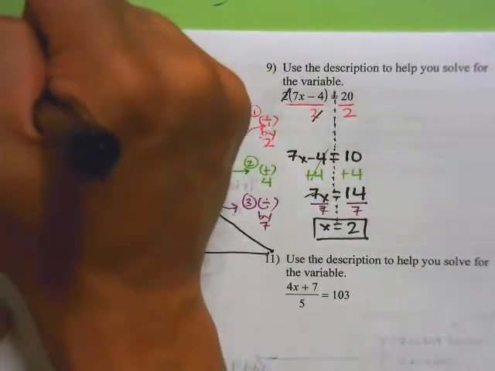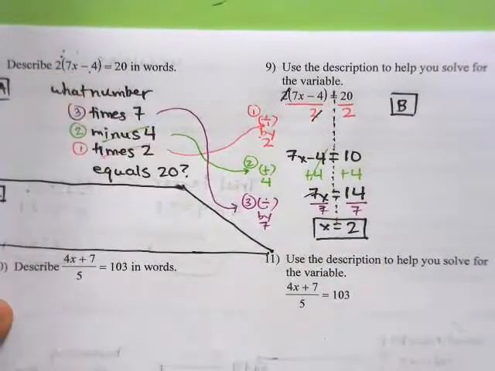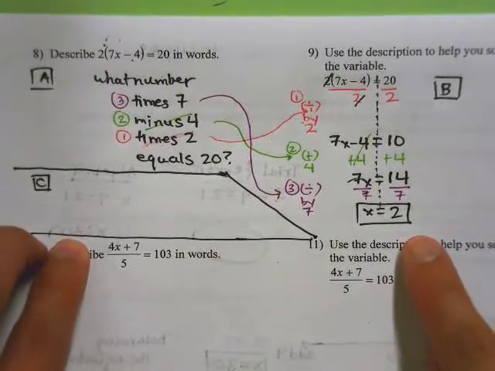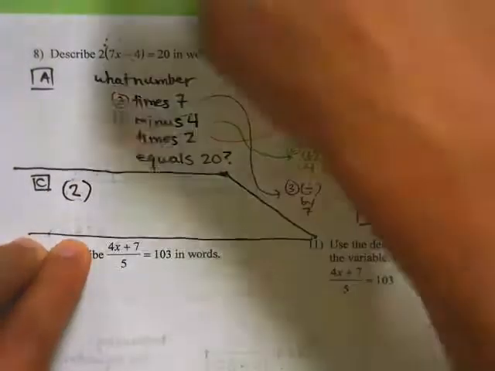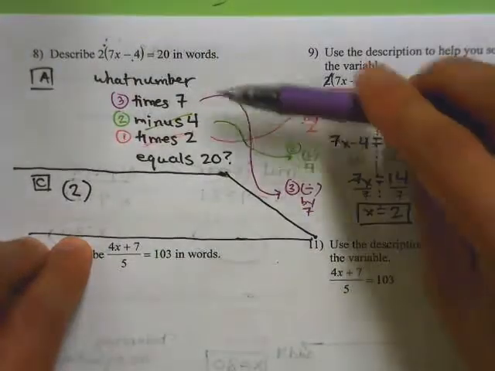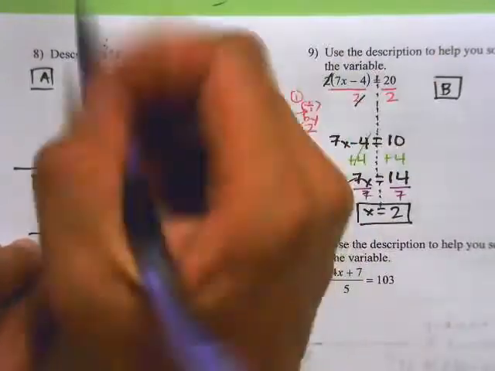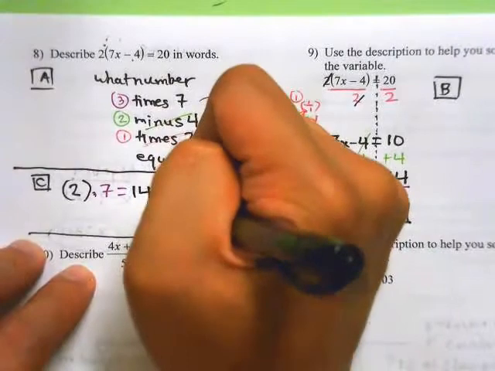We did A, we did B, and now let's do step C, which is to check our work. We said 2 is that number, so let's start with 2 first, and then go forwards. Look at your description and go forwards. What number times 7? So let's do that first. Times 7. Well, I hope that equals 14.